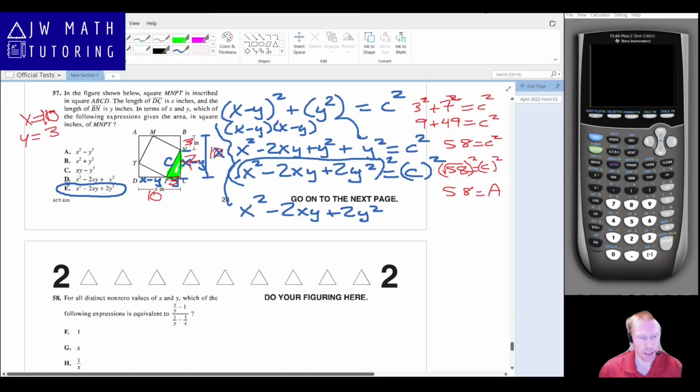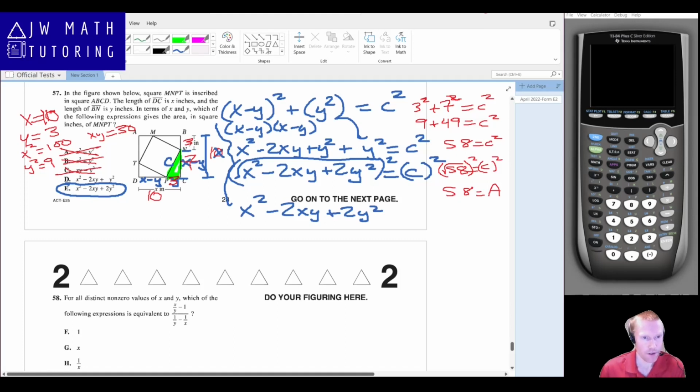Now you go through each of these expressions, plugging in x and y and seeing which one will equal 58. By the way, x squared would be 100, y squared will equal 9, and xy will equal 30. It's just easier to do these ahead of time. So A, x squared minus y squared, 100 minus 9, that is not 58. B, x squared plus y squared, 100 plus 9, not 58. C, xy minus y squared, 30 minus 9, not 58.